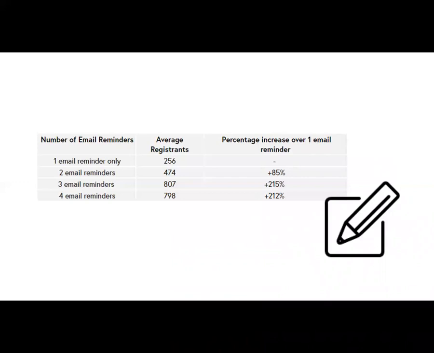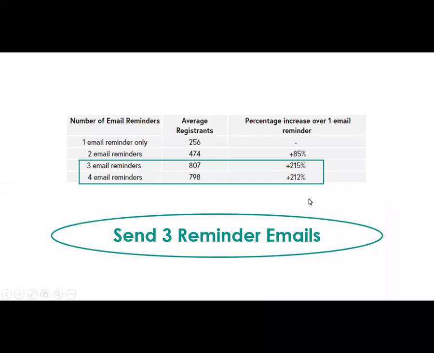Of course, there is a bit of fluctuation, but when you look at the column on the far right, percentage increase over one email reminder, it pretty much steadily increases from the second to the third and the third to the fourth. However, you will notice that between the third and the fourth, there isn't that much of a significant increase when we're sending 3 reminders as opposed to 4. So does this matter? Should you send 3 or 4 emails?